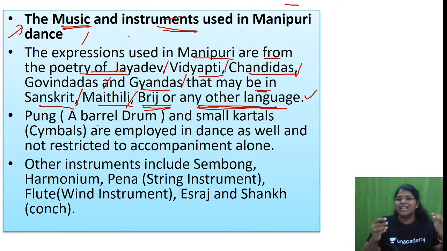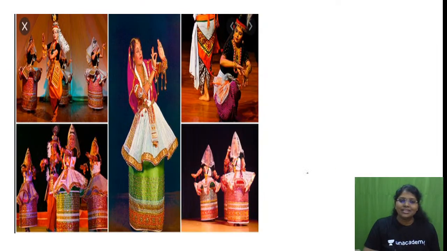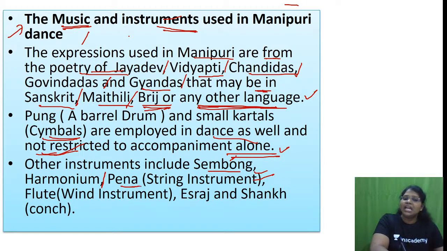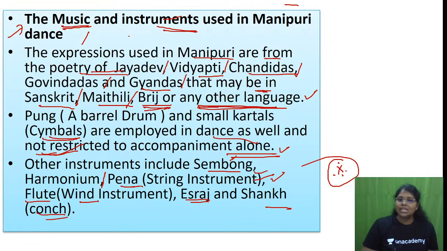Pung, a barrel drum, and small kartals, cymbals, are employed in dance as well as not restricted to accompaniment alone. Can you see the barrel drum here? Are you making this difference? Please let me know. The pung is an instrument, called a barrel drum, along with cymbals. Other instruments include sembong, harmonium, veena, a string instrument, flute, a wind instrument, esraj and shank, the conch. Try to remember the instruments again: sembong, harmonium, veena, flute, esraj and shank.